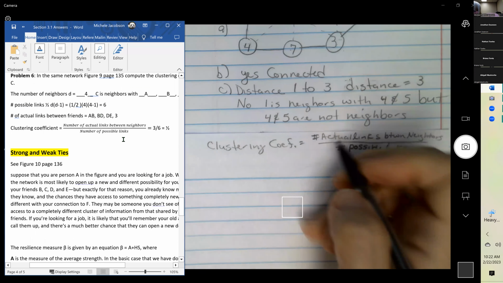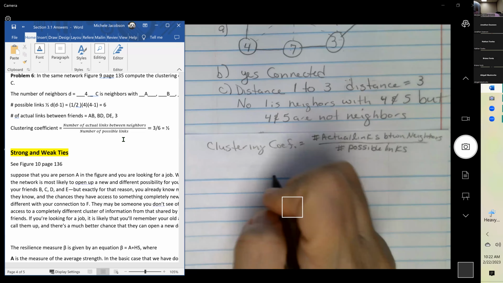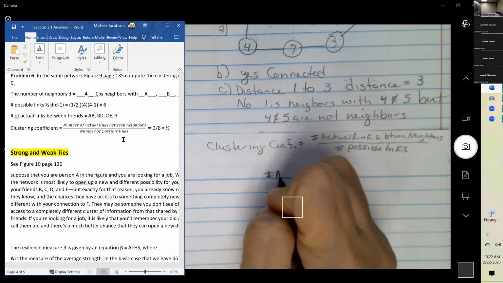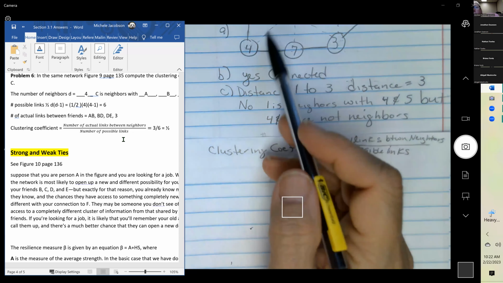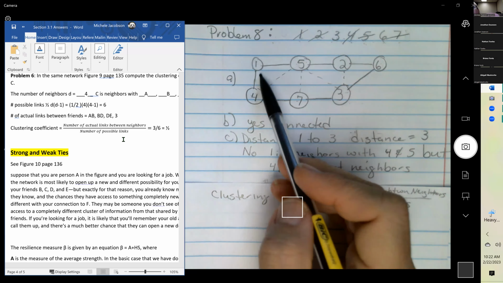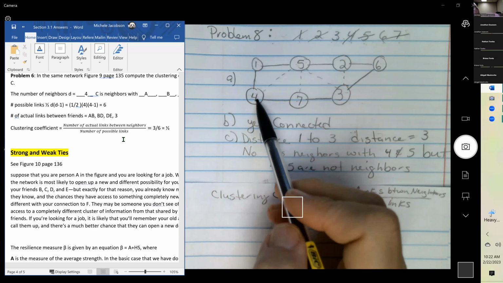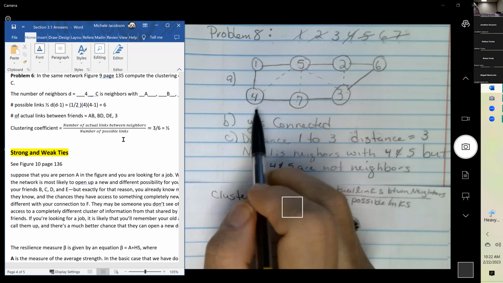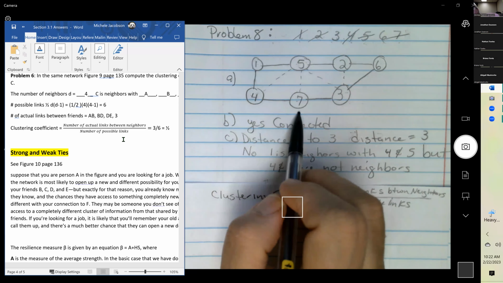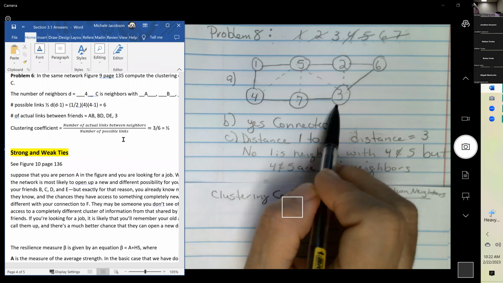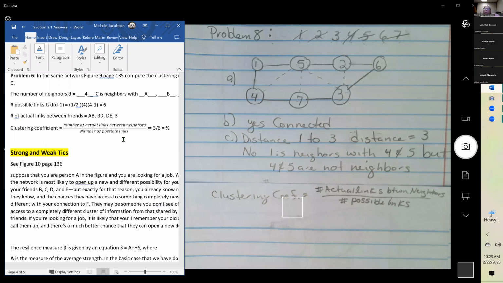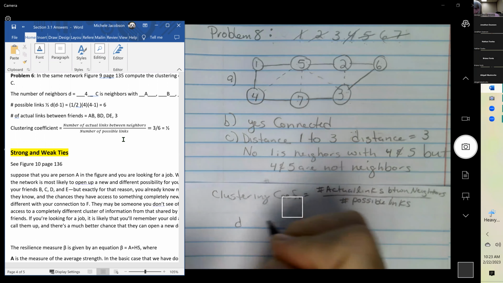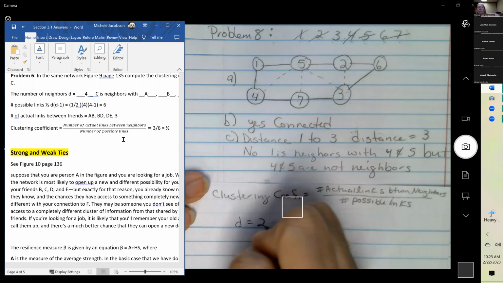So if we look at any one node, notice it has 2 neighbors. 4 has 2 neighbors. 7 has 2 neighbors. They all have 2 neighbors. And that's why it said for any one of them, because they're all going to be the same. So D, for any one of them, is 2 neighbors each.